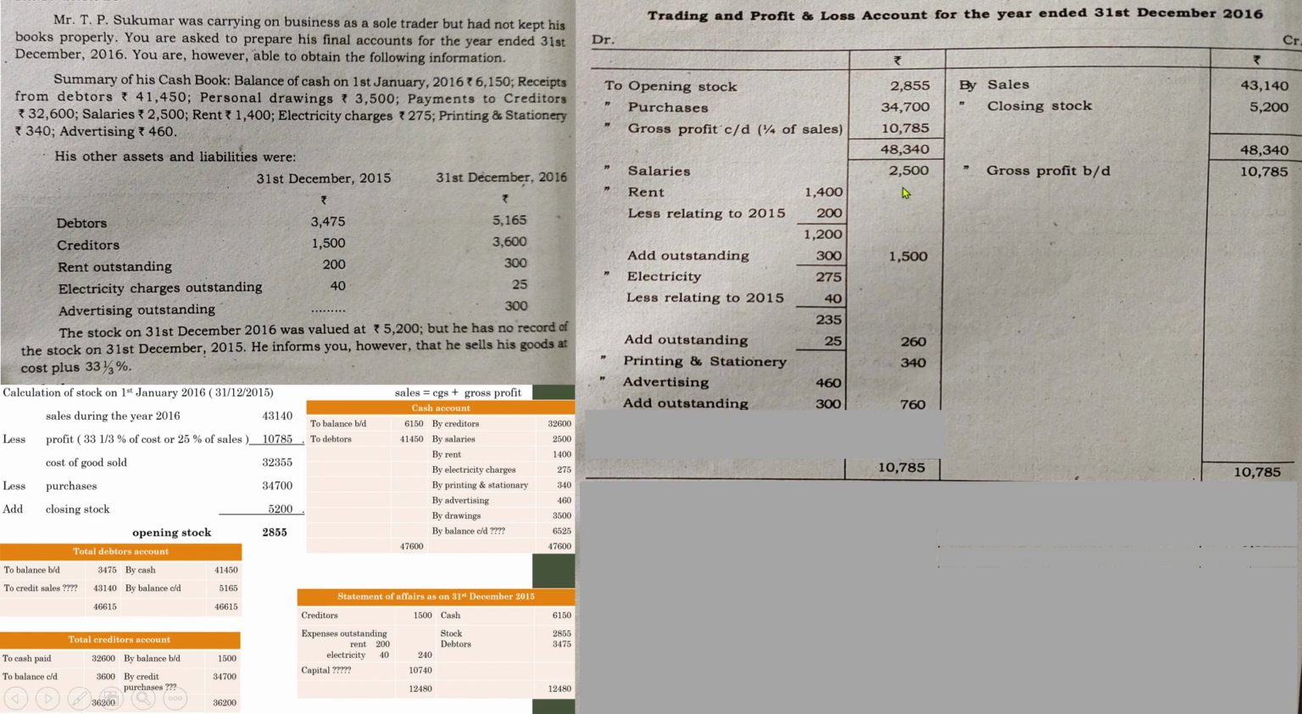Remember, I am mentioning the same aspect again and again. While preparing the balancing profit and loss account, consider the amounts after this total. Don't consider these totals or any of the items above. So add these values, take the difference from 10,785, you will get net profit during the year, 5425.